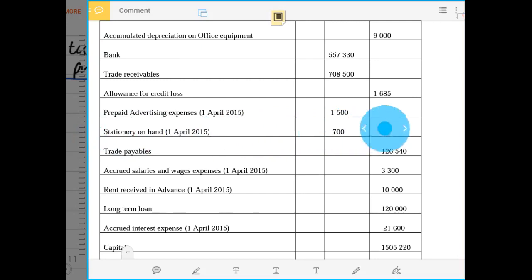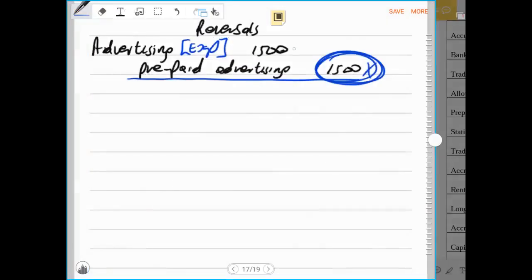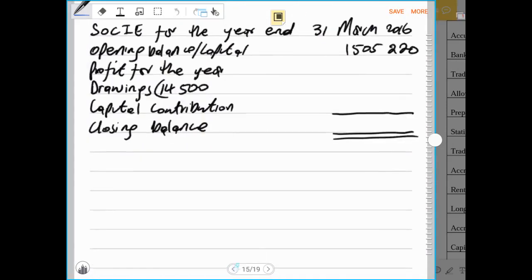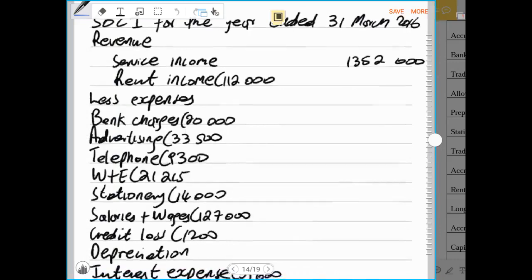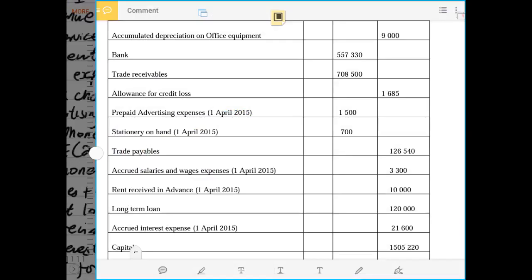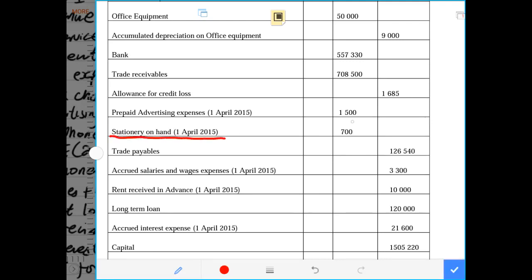That is why we only have to record the amount of 1,500 in our statement of comprehensive income as increasing our advertising expense. So under advertising, we say plus 1,500 rands. Then we go to the second reversal, which is the reversal of the stationery on hand, and the stationery on hand is 700 rands.